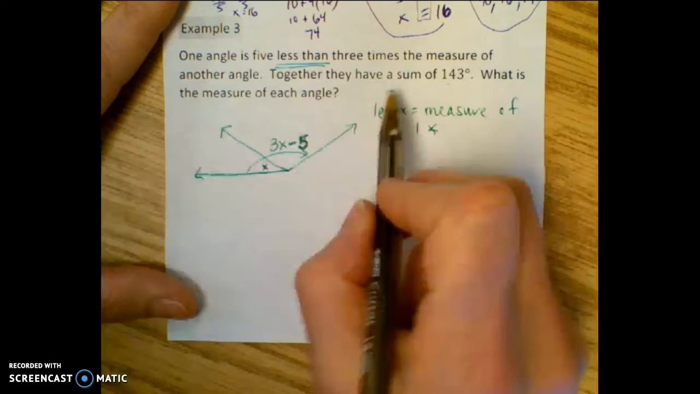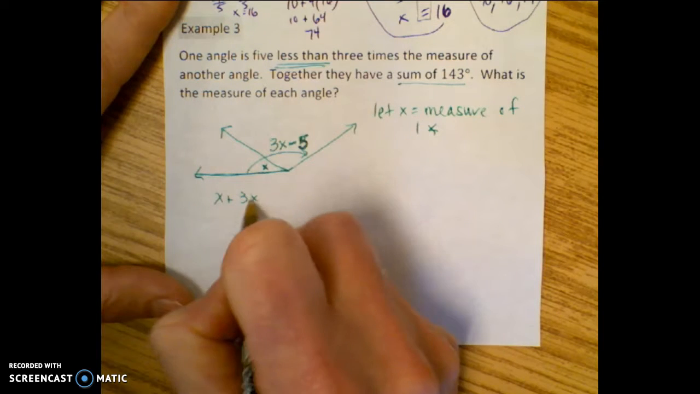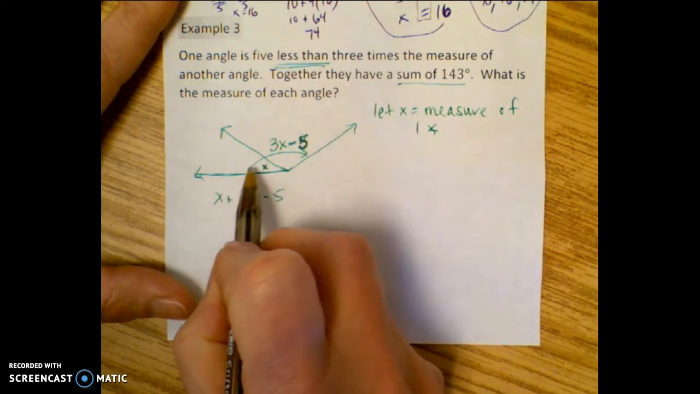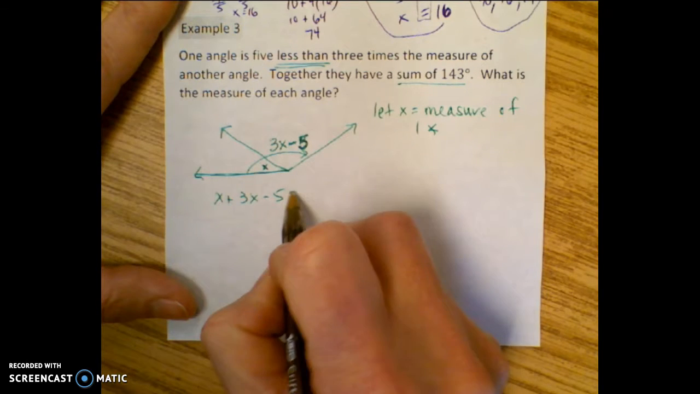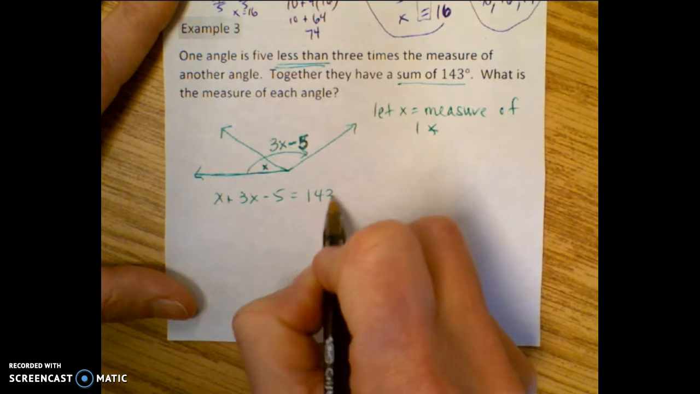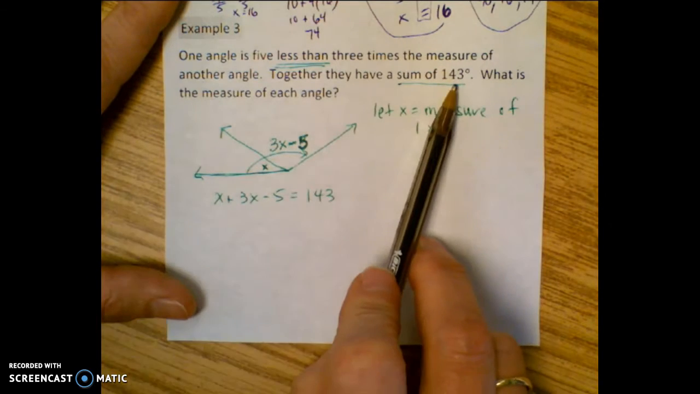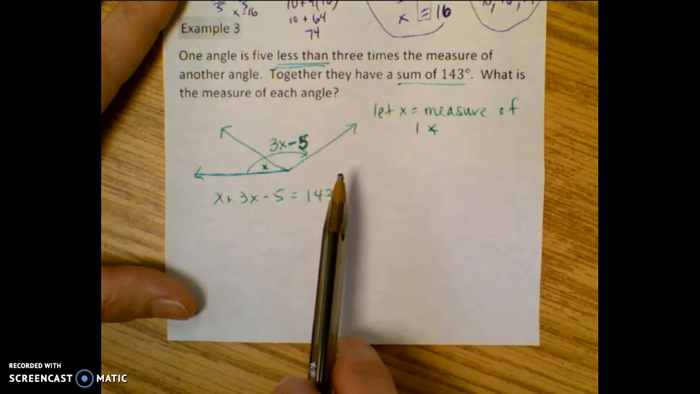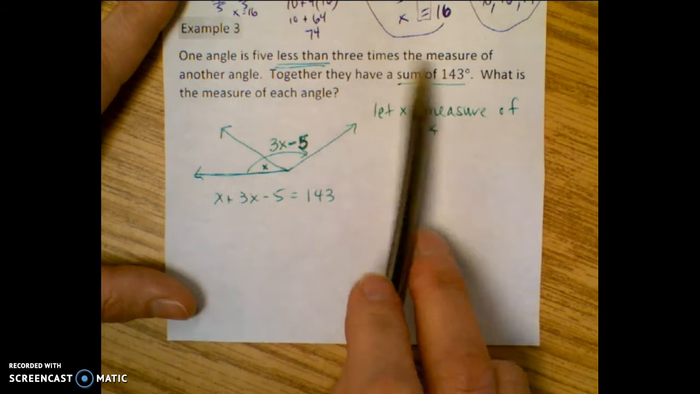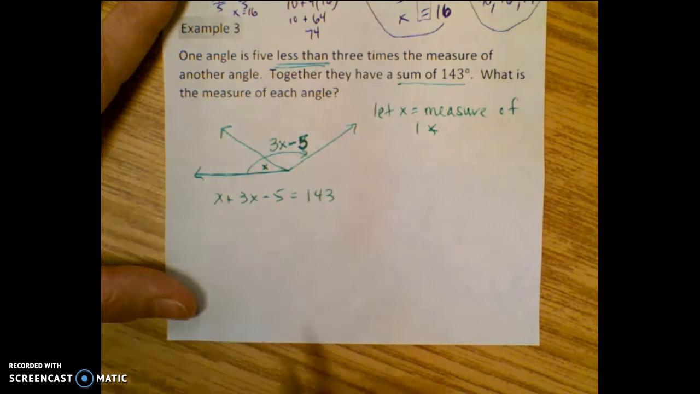So remember, together they have a sum of 143. So you are going to take x, the smaller angle, you are going to add it to 3x minus 5, and instead of 180 or 90 like we did with some of the other questions, we're going to have it add up to 143. Each word problem that you're going to do is going to have a different stipulation or a different concept that's going to require your equation to equal a different value.